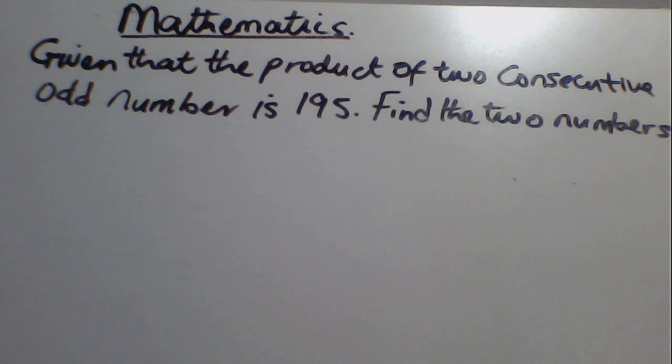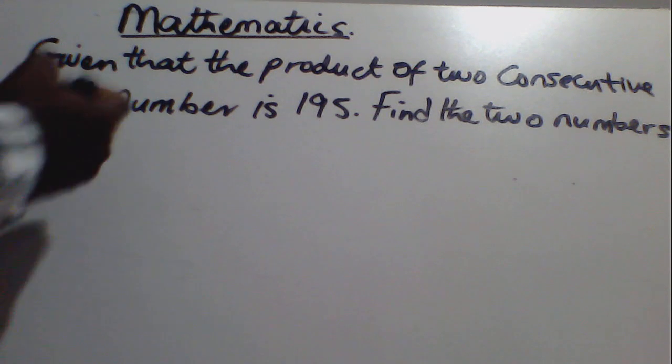So, as you have seen, you are given that the product of two consecutive odd numbers is 195. You are required to find these two odd numbers. So, what is the first thing you have to do? The first thing you have to do is to assign a variable which can be a common value between the two consecutive odd numbers.